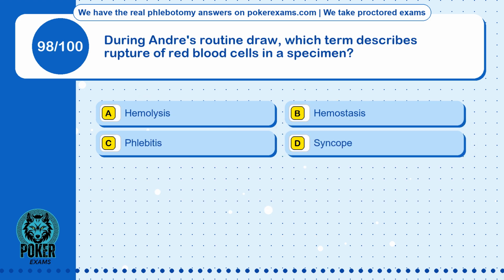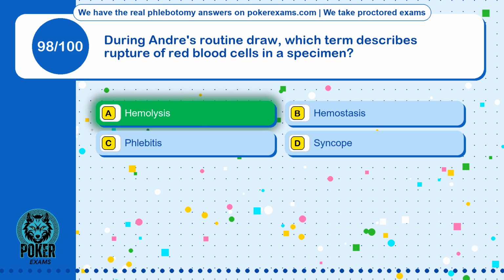Question 98. During Andre's routine draw, which term describes rupture of red blood cells in a specimen? Option A. Hemolysis. Option B. Hemostasis. Option C. Phlebitis. Option D. Syncope. The correct answer is option A.